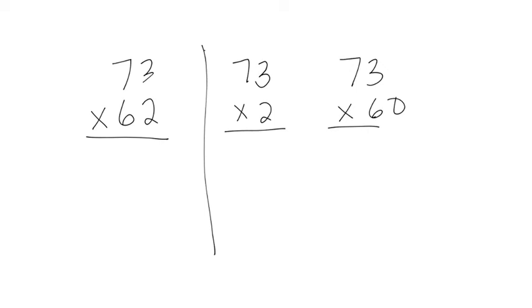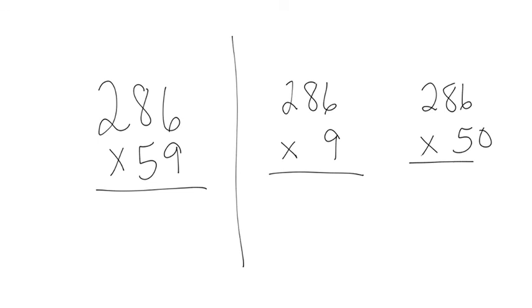Then we're going to move on to a 3-digit by 2-digit problem. For our last problem today, we're going to multiply 3 digits by 2 digits. You can use partial products or the standard algorithm to solve. Once you have solved the problem on your own, unpause the video and check your work to see how you did. So pause the video now, solve, and come back to see if you're right. So here's the solution to 286 times 59. How'd you do? Hopefully you did well.